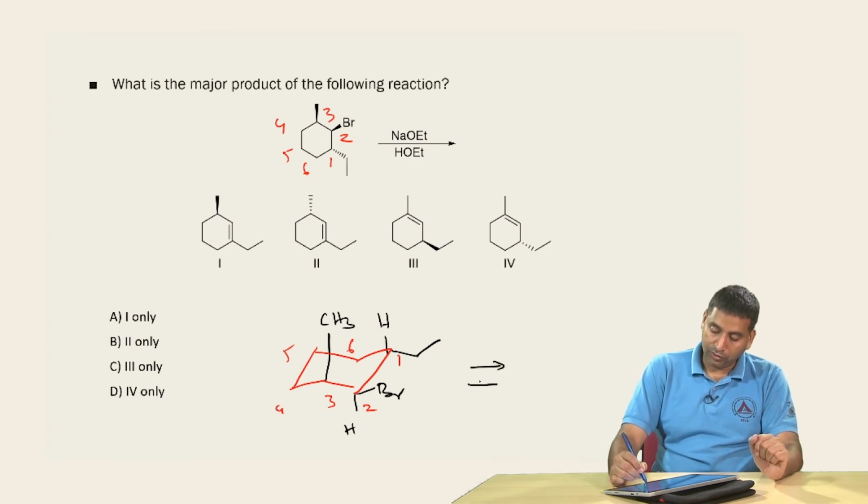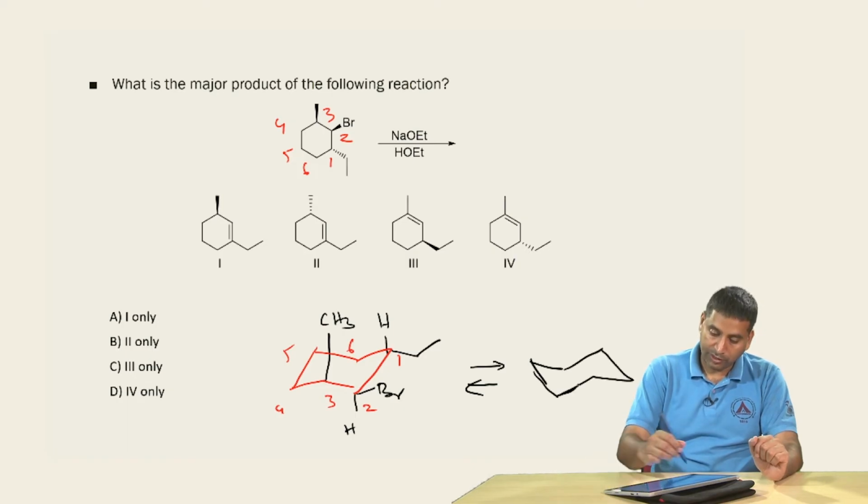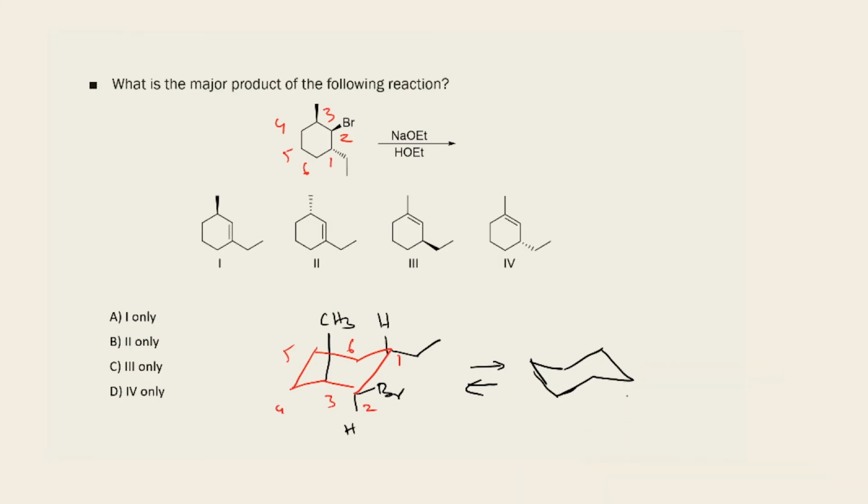So, now I am going to do a ring flip, and while doing the ring flip, you need to make sure that the numbering is maintained. So, you have 1 and then 2, 3, 4, 5 and 6. Now let me go ahead and draw the substituents on this.